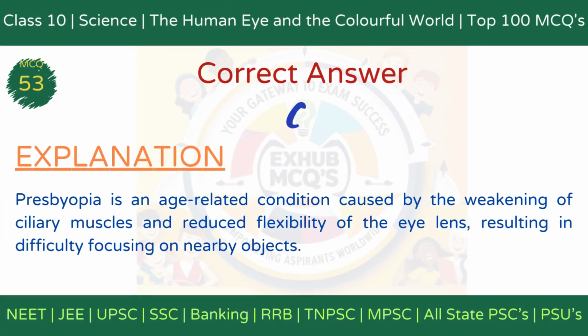The correct answer is option C, presbyopia. Presbyopia is an age-related condition where the weakening of ciliary muscles and reduced flexibility of the eye lens make it difficult to focus on nearby objects.